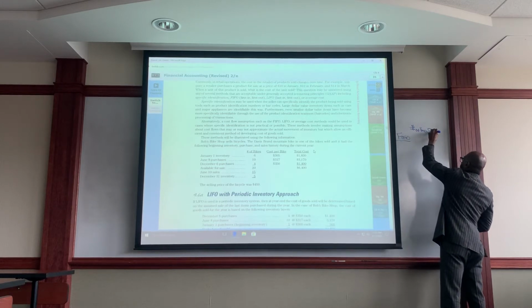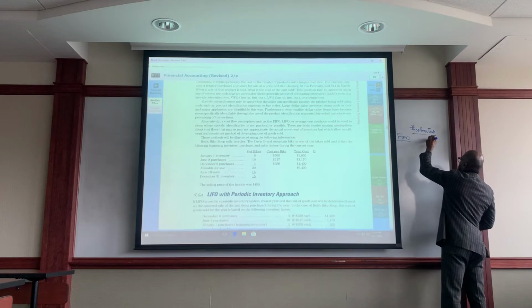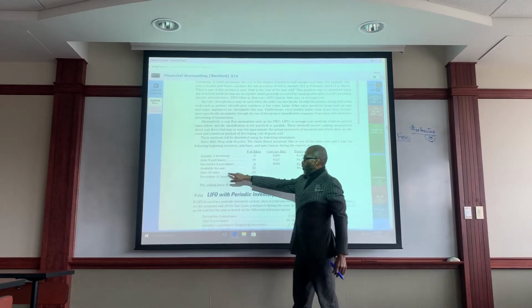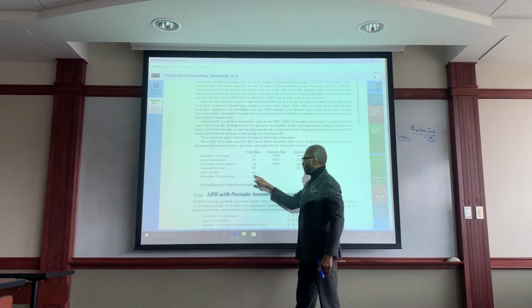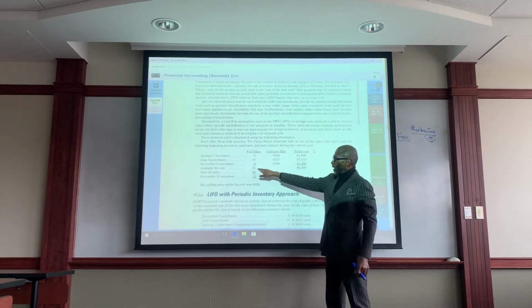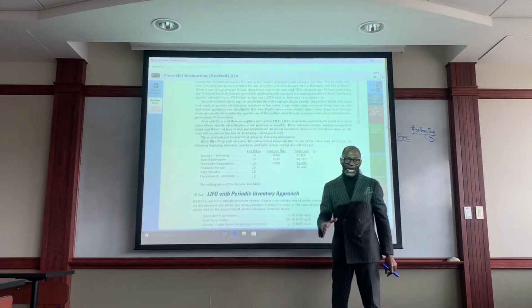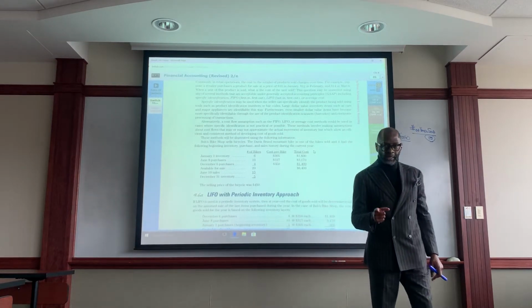sold. And in this problem, the number of units sold was 15. Where did I get it from? Here. We sold on June 10th, 15 units. We had 20 units available to sell. We sold 15. We ended up with 5 units left in ending inventory.